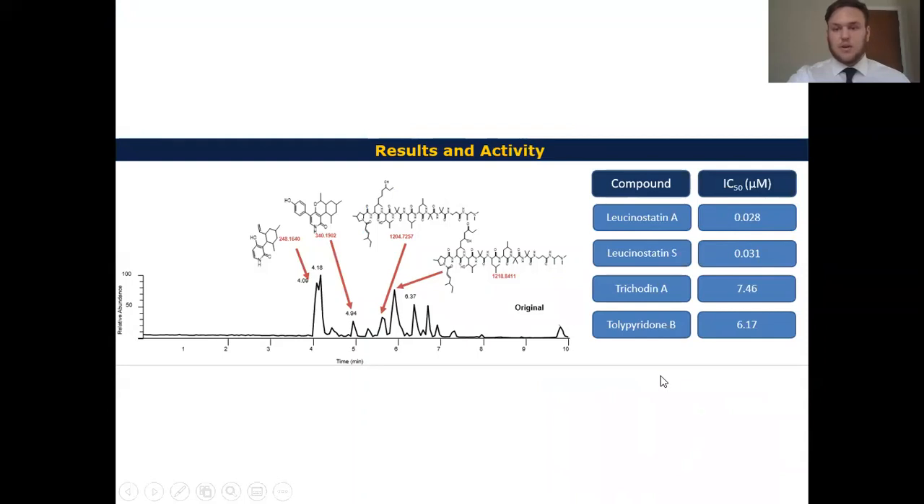From those 8, 4 contained high biological activity with IC50 values less than 10 micromolar. And as you can see, this is a chromatogram. Each one of these peaks represents a different compound. And this is from the original fungal growth on large-scale rice, and it produced these 4 natural products.